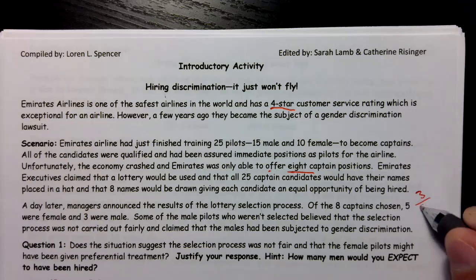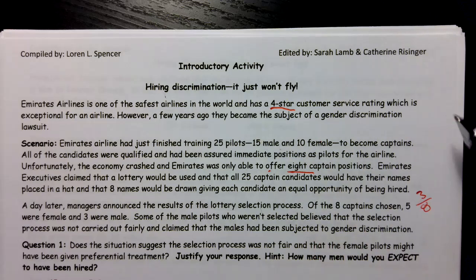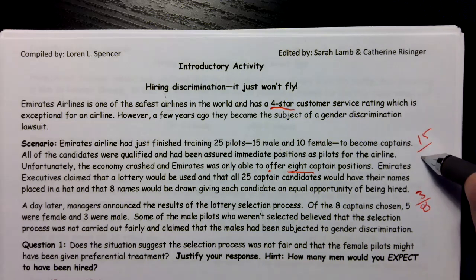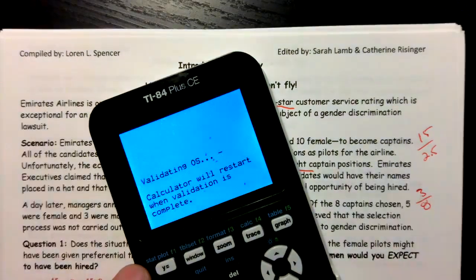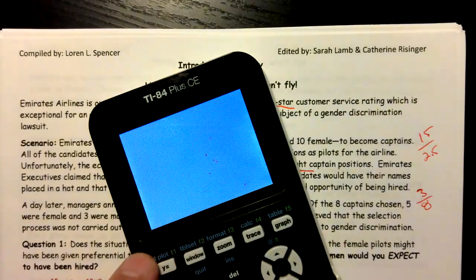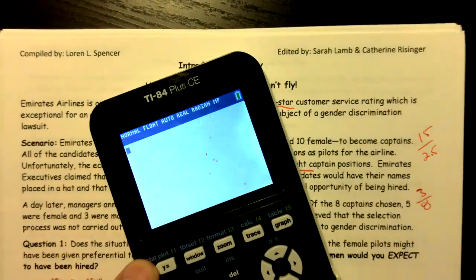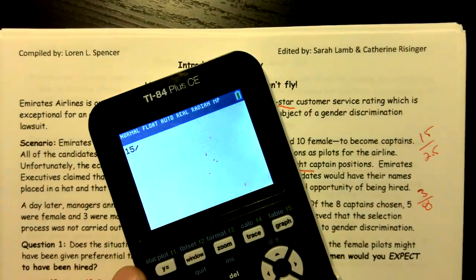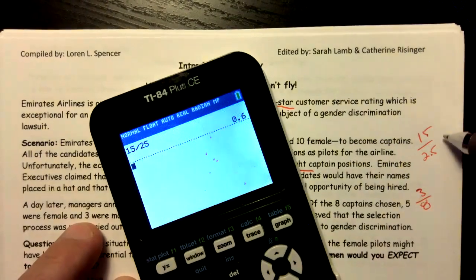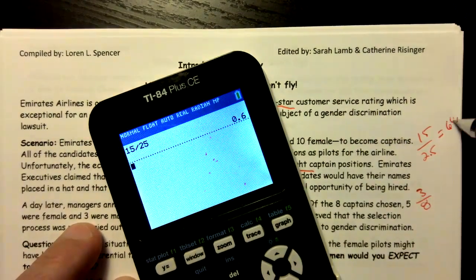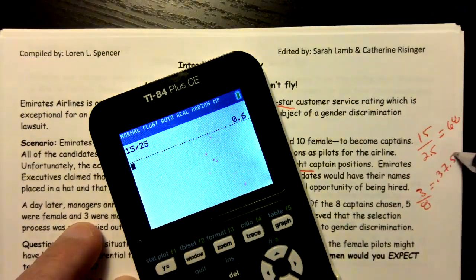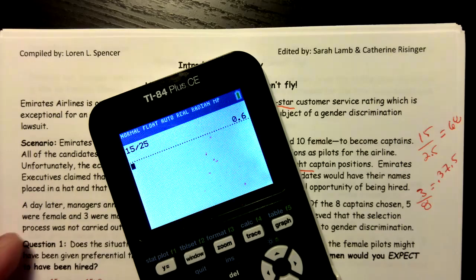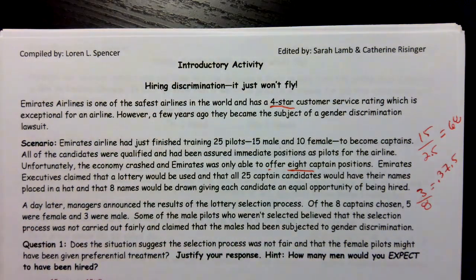So 3 out of 8, whereas initially we had 15 out of 25. We had 15 male out of 25, and we had 3 out of 8. And let's just do a couple of quick probabilities here. We'll need to do them again later, but 15 divided by 25, and so about 60% were males. And here we ended up with 37.5%. So a big drop in what they anticipated.